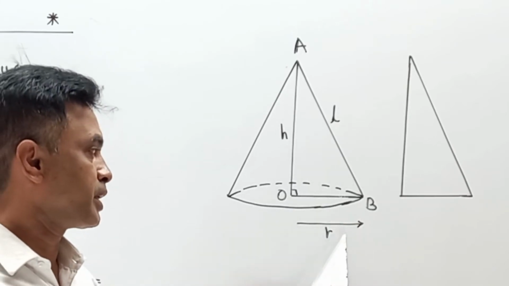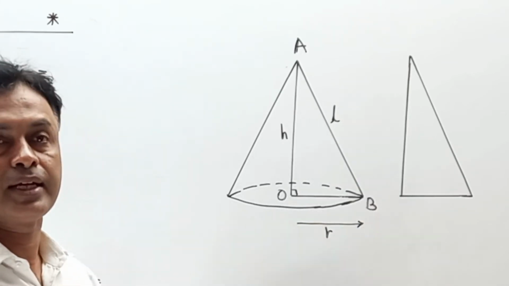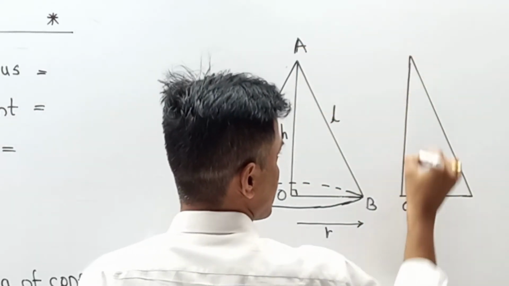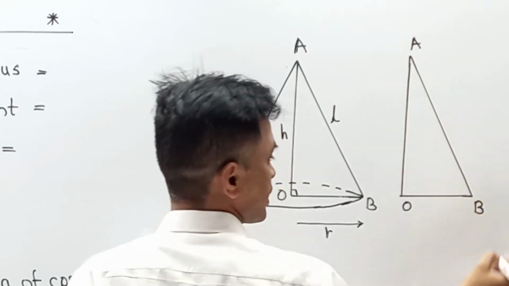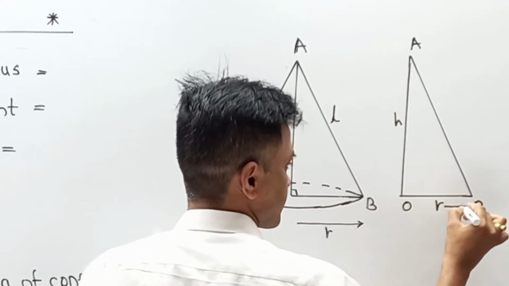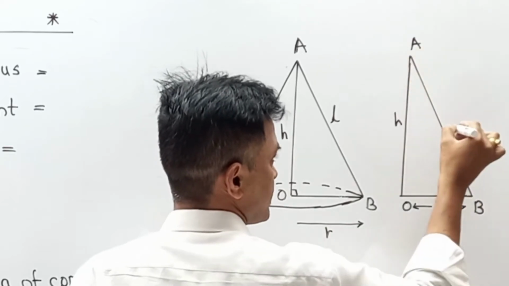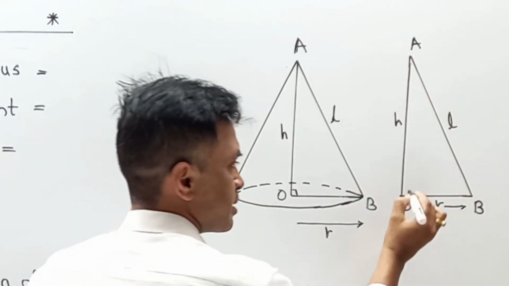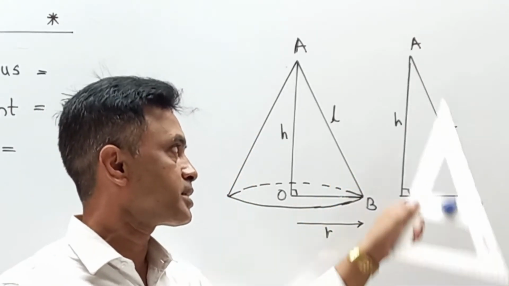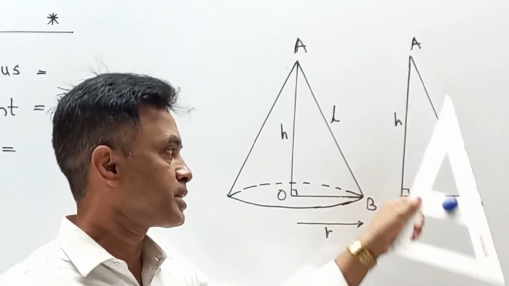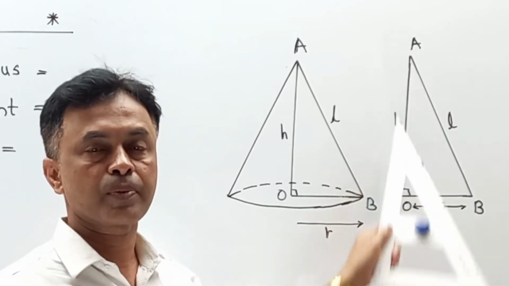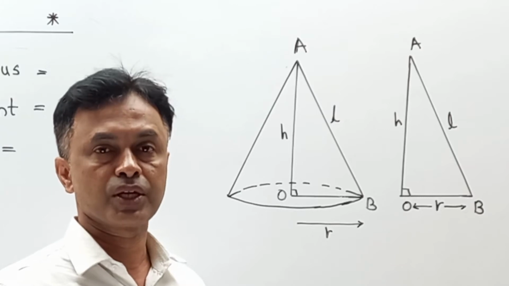Now what is the relation between the radius R, vertical height H and slant height L? I have drawn the same triangle in front of you, that is OAB, where A to O is the vertical height H, O to B is the radius R, and A to B is the slant height. It is a simple concept of the Pythagoras theorem. We know that the first side squared plus the second side squared is equal to the hypotenuse squared. So L squared is equal to R squared plus H squared, or L is equal to the square root of R squared plus H squared. We use this formulation in numericals.